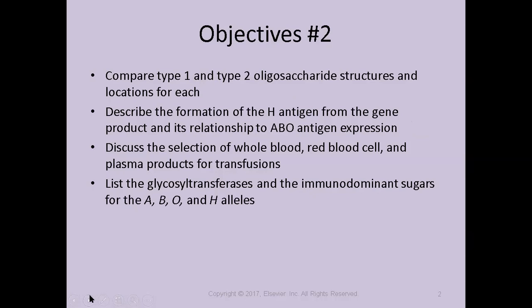Moving on to our second page of objectives, you will be able to compare type 1 and type 2 oligosaccharide structures and locations for each. Describe the formation of the big H antigen from the gene product and its relationship to ABO expression. Discuss the selection of whole blood, red blood cells, and plasma products for transfusions. And list the glycosyl transferases and the immunodominant sugars for the A, B, O, and H alleles.